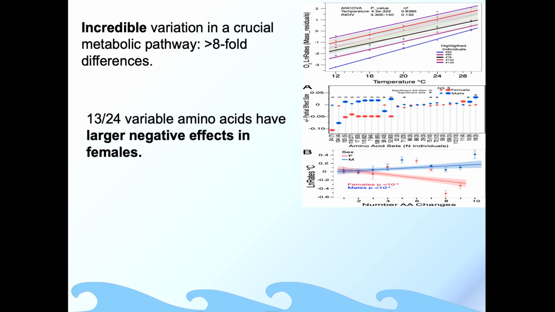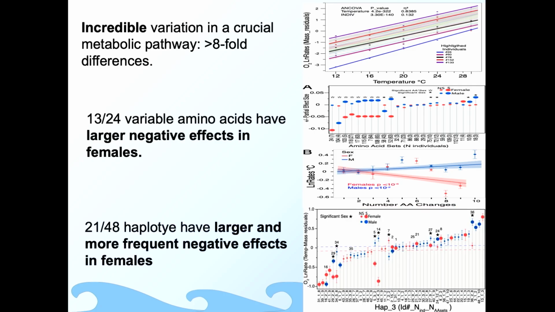13 of the 24 variable amino acids have a larger negative effect in females, and the more there are, the larger the effect. 21 of the 48 haplotypes have larger and more frequent effects in females than in males, which is also very strange.